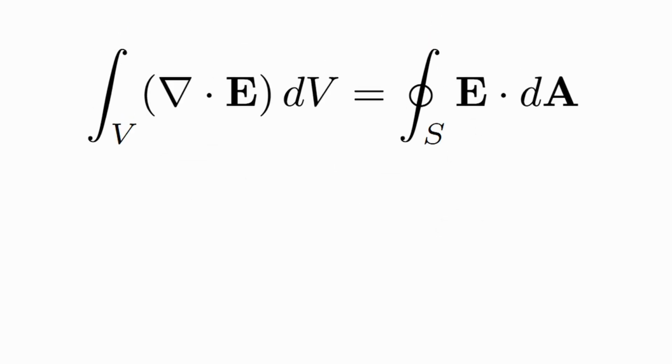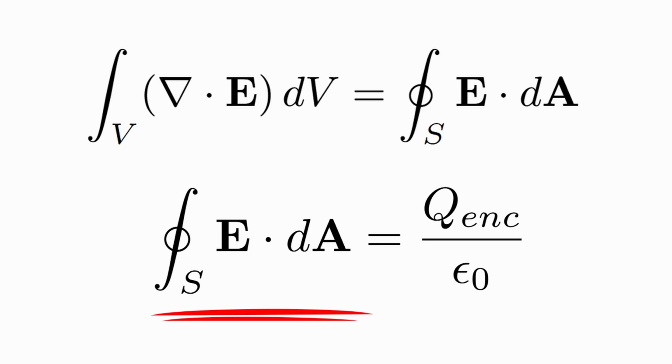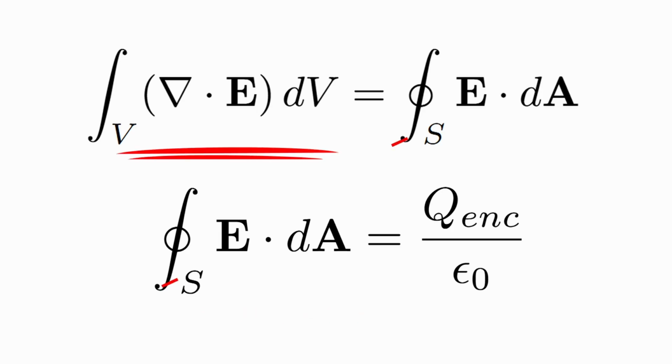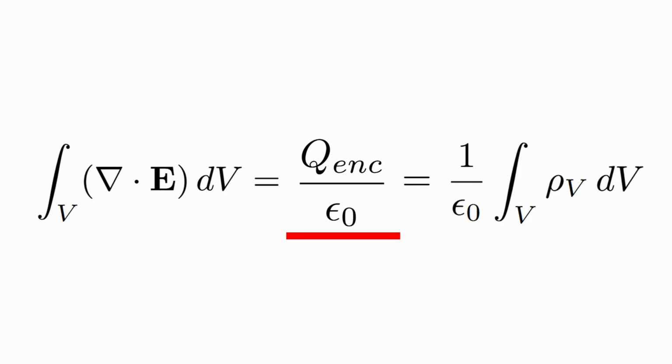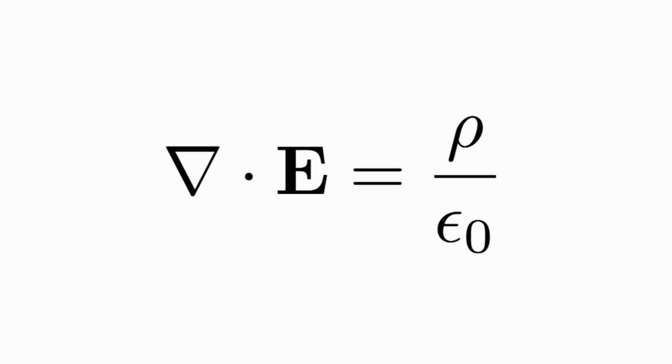Using Gauss's divergence theorem from vector calculus, we can replace the surface integral on the left-hand side with a volume integral of the divergence of the electric field. We can also express Q as the volume integral of the charge density ρ. We are then left with Gauss's law in point form, which states that the divergence of the electric field is equal to the charge density.